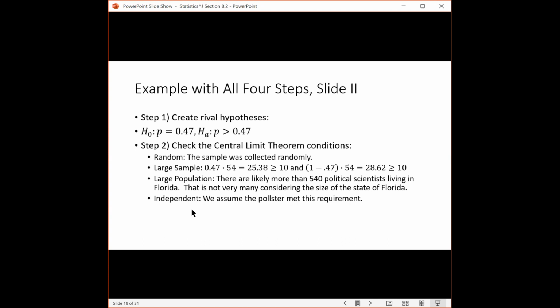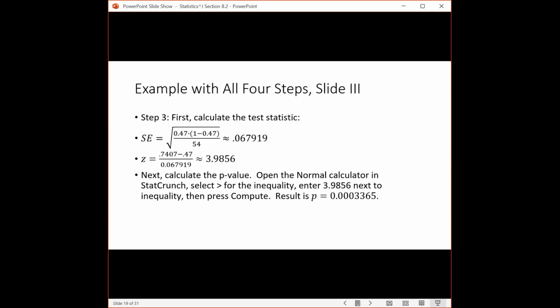And then the independence condition, again, there's no way for us to check this, just like the earlier time it came up. We could have a chat with the pollster, but we're just going to assume it for the sake of being able to do these problems.